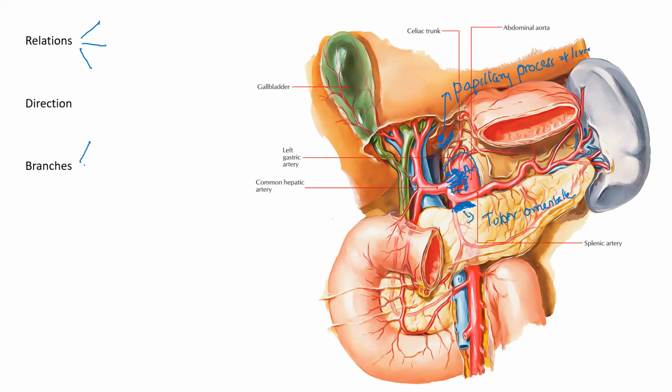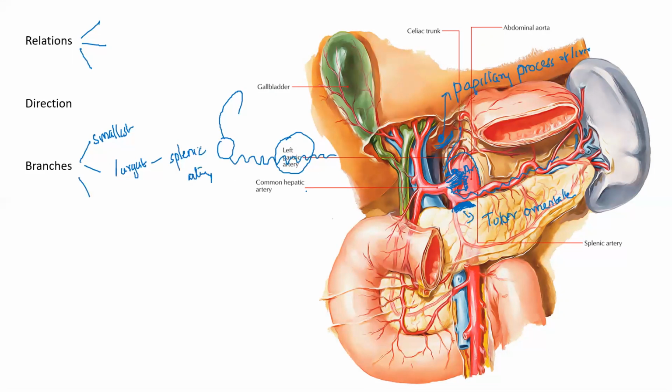Branches of celiac trunk are three. The smallest branch of celiac trunk is the left gastric artery. Okay, going up, you can see going up. So this is celiac trunk. One going up will be the left gastric artery, and then you'll have the largest and the tortuous splenic artery. You can see here. Yes, the largest branch of celiac trunk is the splenic artery. And one more branch, the common hepatic artery.